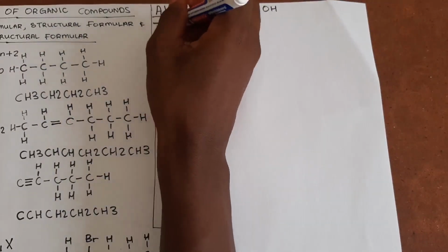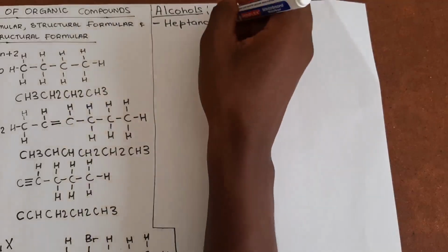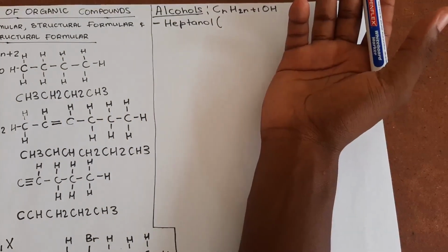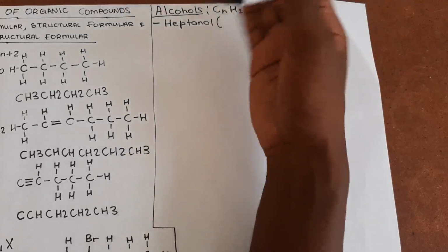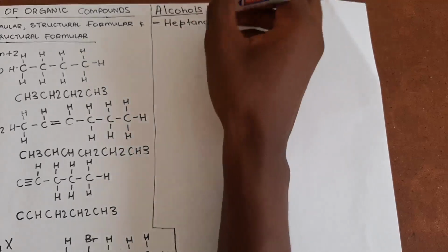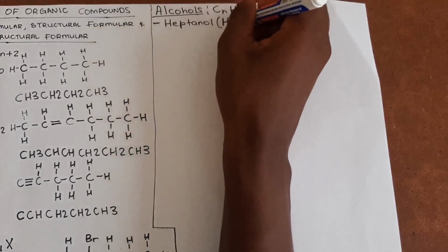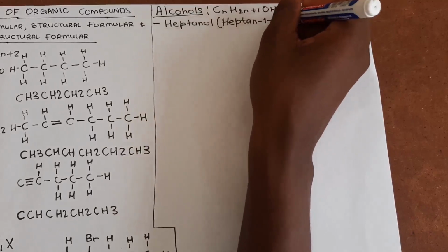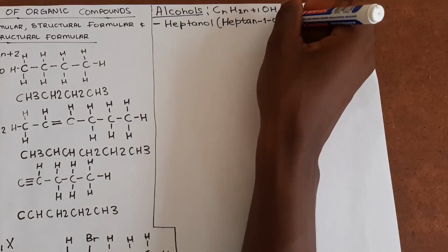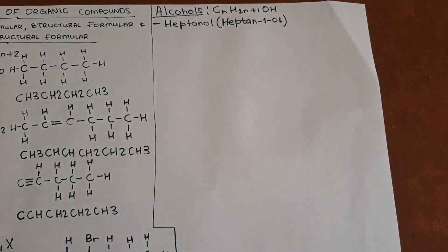Heptanol. In terms of the bonding of the OH group, let's say it's on the very first carbon, so it's a normal heptanol. Heptanol can also be said as heptan-1-ol. I hope everyone can see.